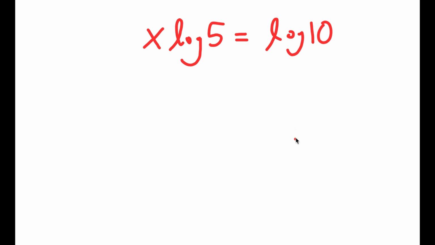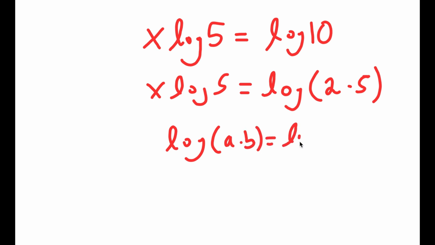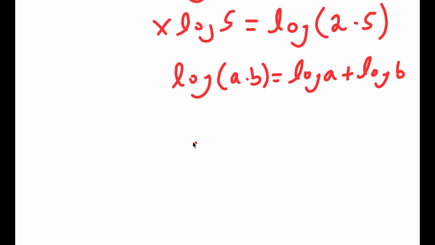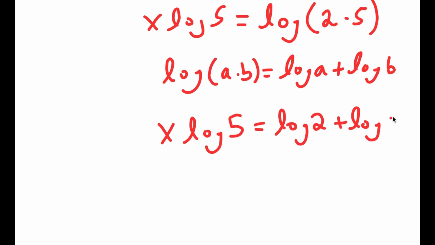So now I want to simplify this. So log 10, I'm going to simplify to log of 2 times 5, because 10 is equal to 2 times 5. And now if I have something in the form log a times b, this is equal to log a plus log b. So log 2 times 5 is going to equal log 2 plus log 5.